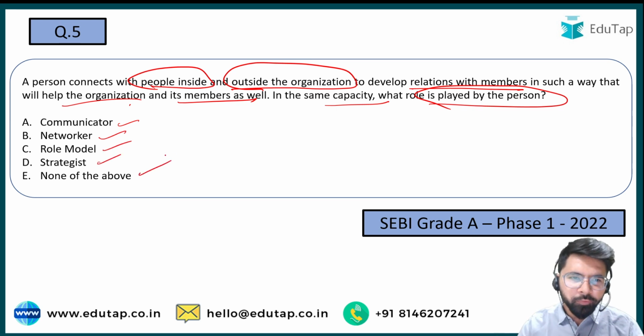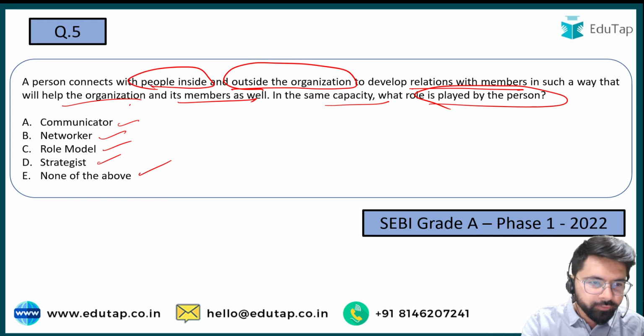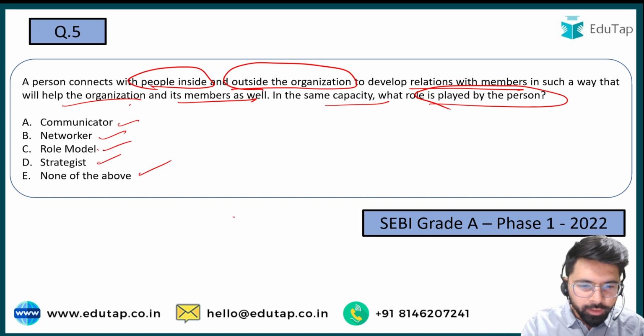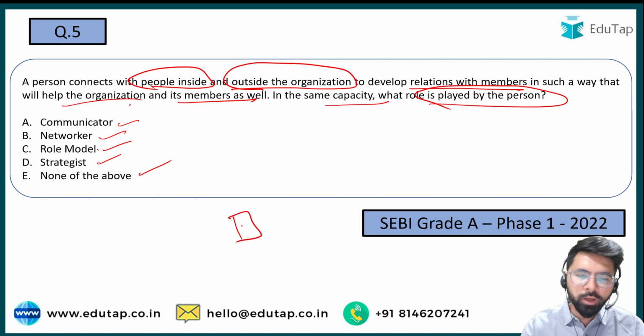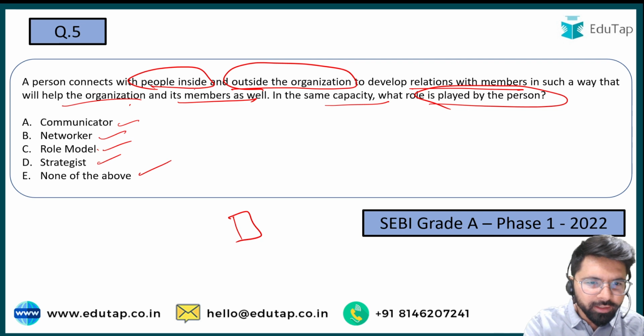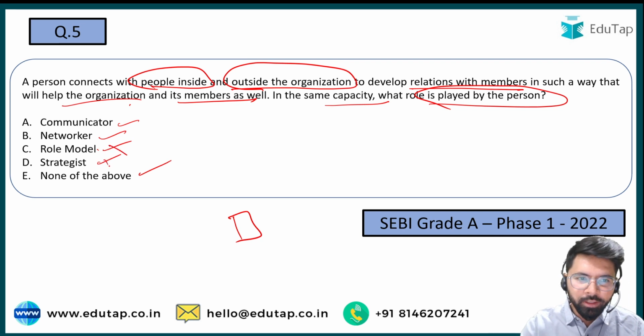So friends, even if you have not studied this in the past, you might think this logically. See, first of all, role model. Role model is someone whom you look up to, and based on him you try to imitate that particular person. So here this is not a role model, this is completely different. Strategist is one who plans. Here the person is mainly connecting with the people inside and outside the organization.